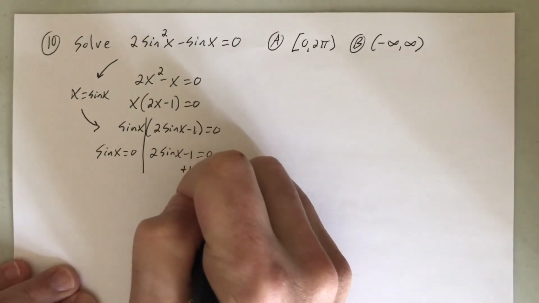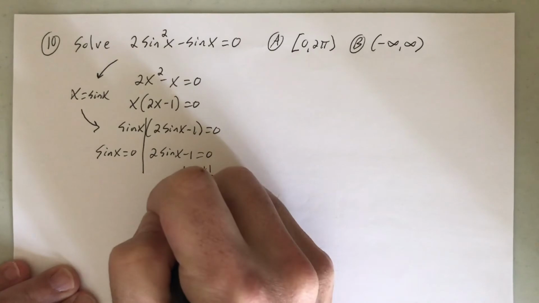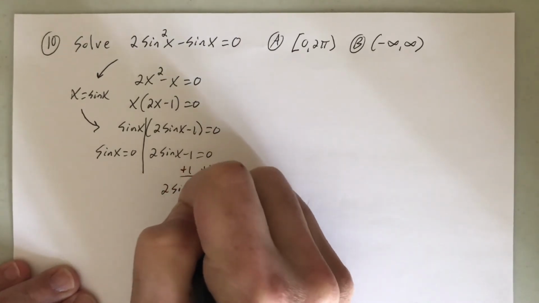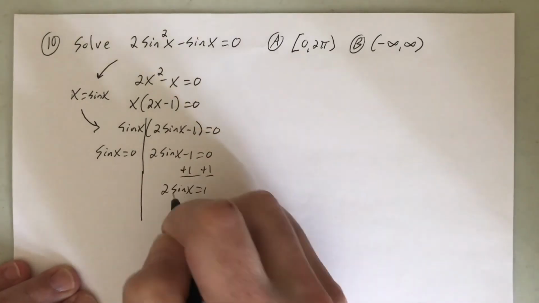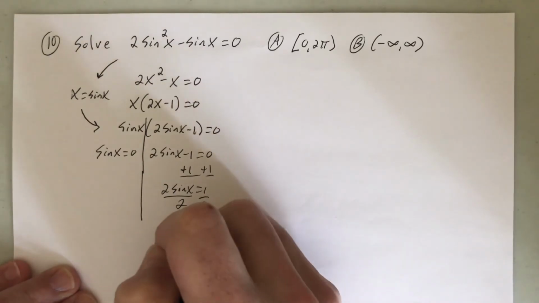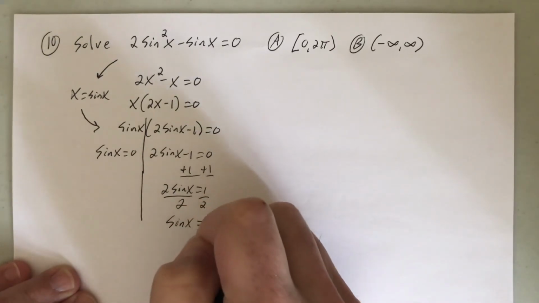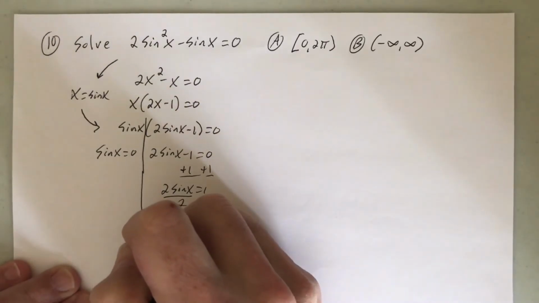Well, this first one is already solved. This one I'm going to go ahead and add 1. So I get 2 sine x is equal to 1. Divide by 2. And there's that half again. So sine x is equal to a half.